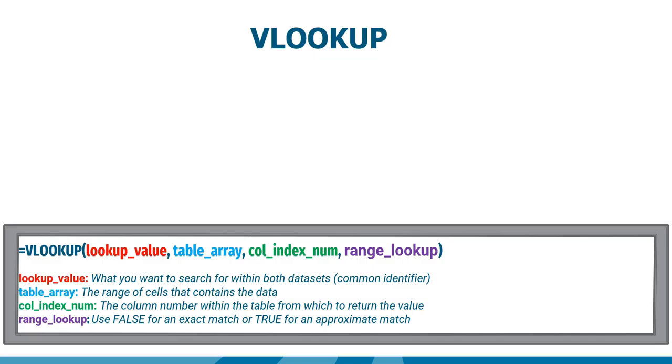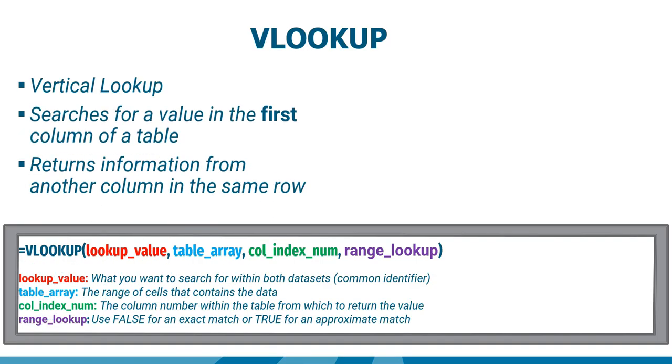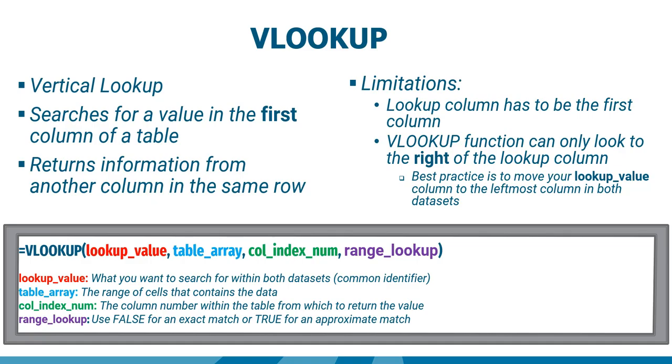Let's start with what most people are familiar with, the VLOOKUP function. The V stands for vertical, which means Excel looks up and down vertically to find a match. The function searches for a value in the first column of your data set. Once it finds a match, it returns information from another column you've selected within the same row as the lookup value. Two key limitations are that the VLOOKUP formula needs the first column of the data set to include your lookup value, and it can only look to the right of that column for any results.